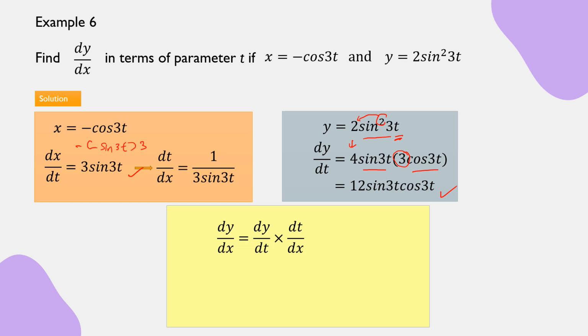Okay, so dy/dx equals dy/dt times dt/dx. dy/dt equals 12 sine 3t cos 3t times 1 over 3 sine 3t. So we can cancel sine 3t here. This is 1, this is a 4. So the final solution, we get 4 cos 3t.